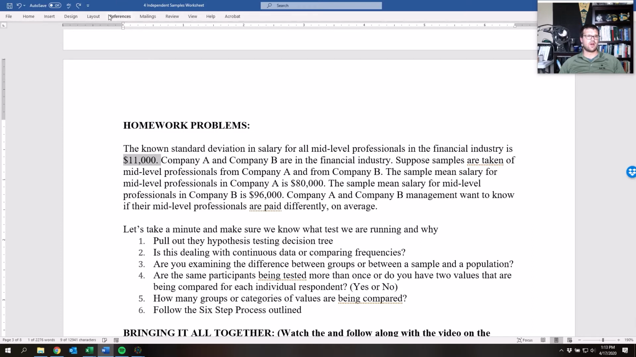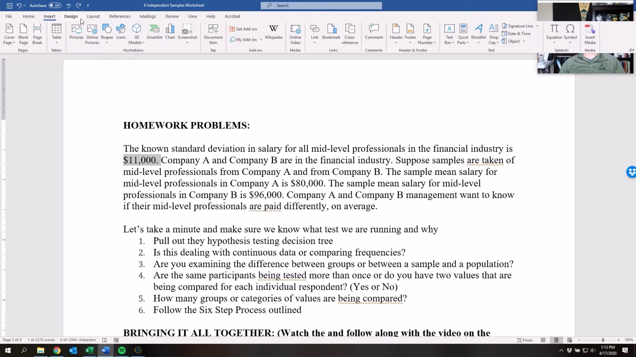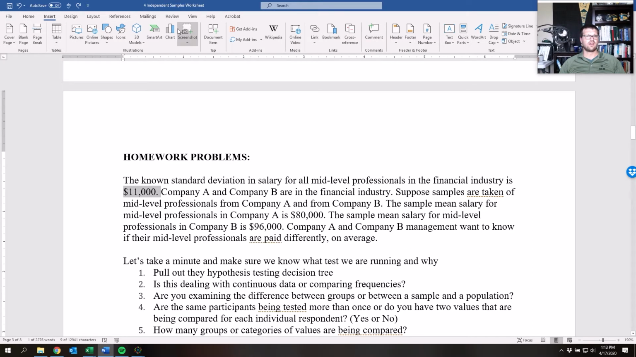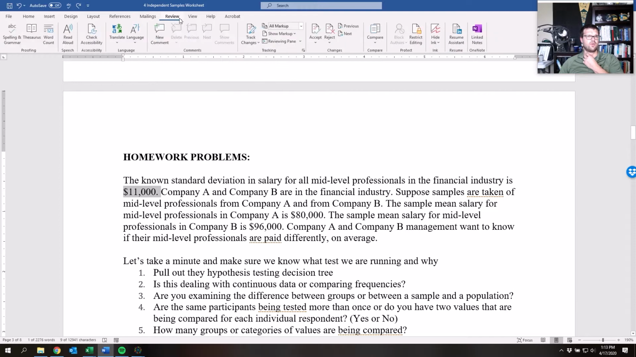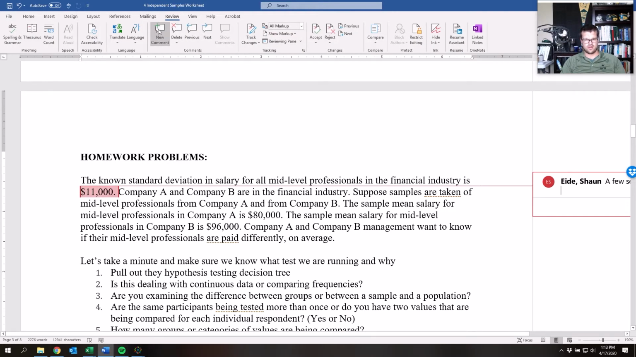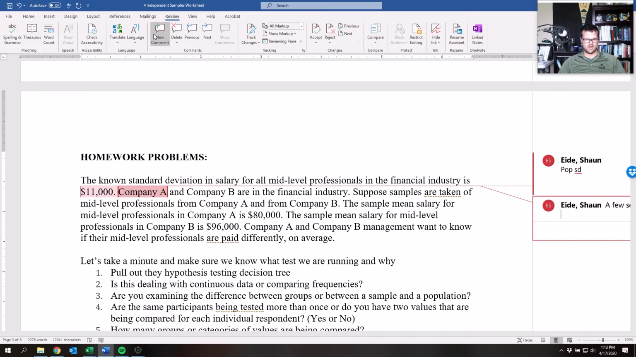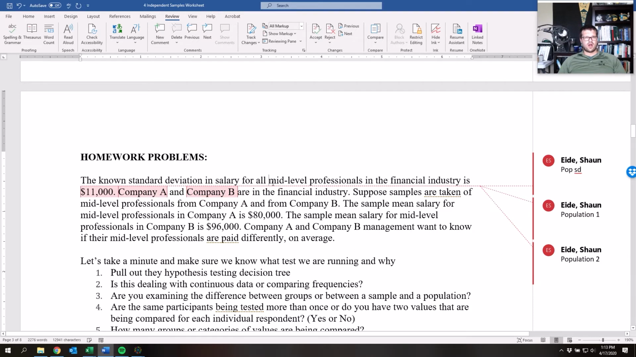So I'm going to highlight that, and I'm going to do insert. I'm going to pin that, and then I'm going to do review, new comment, and then pop SD. So I've got the population standard deviation, and then company A and company B are in the financial industry. So what we have here is we have population 1, and then right here we have population 2, are in the financial industry.